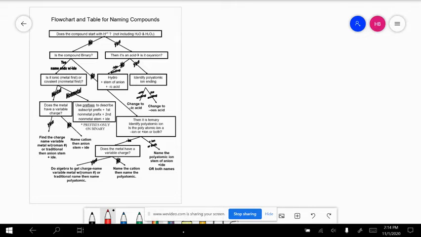So let's deal with the top of the flowchart first. First box that you're going to start in says, does the compound start with H+, not including H2O or H2O2? H2O is water, H2O2 is hydrogen peroxide. So that's not considered to be starting with H+. We'll deal with what that means to start with H+ later. So let's just start with the simple one that we already know.